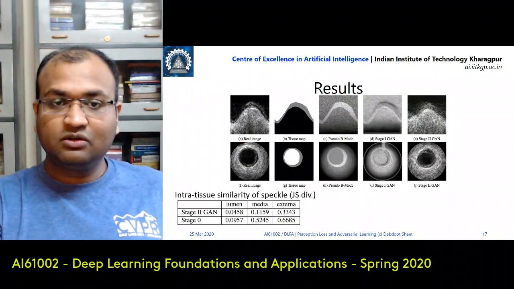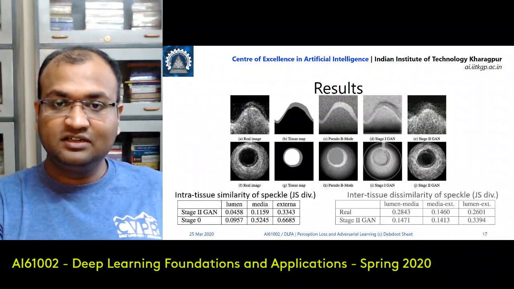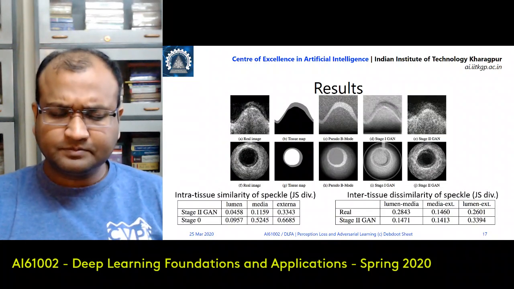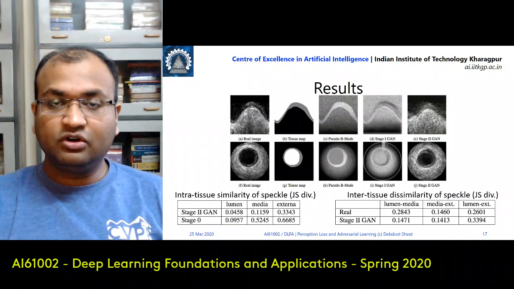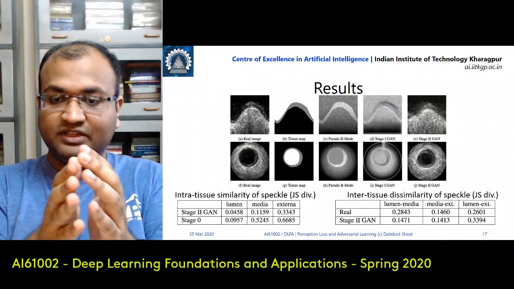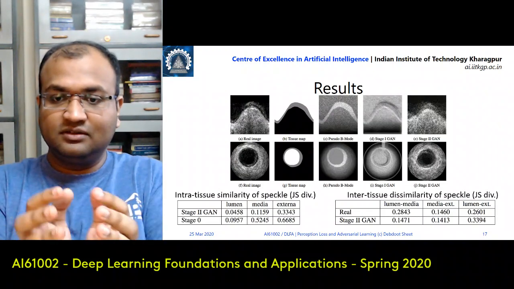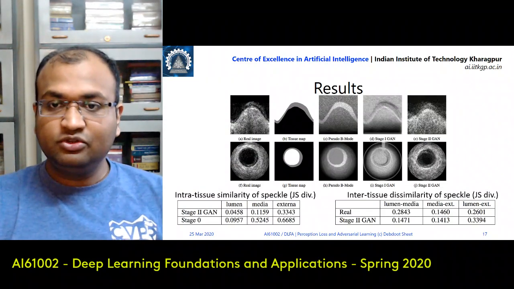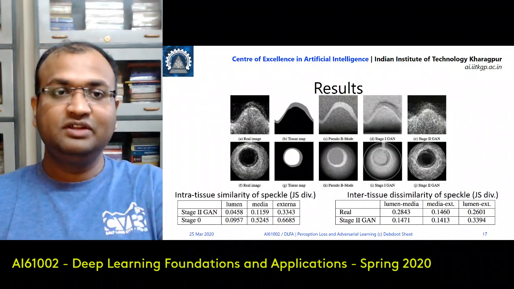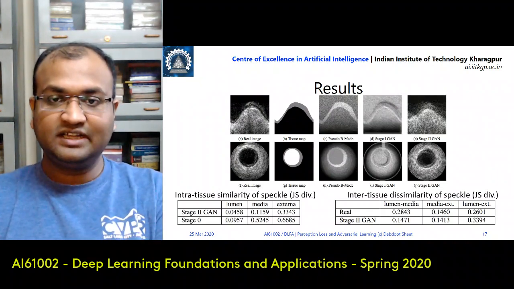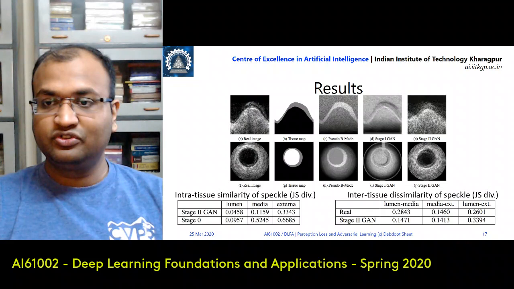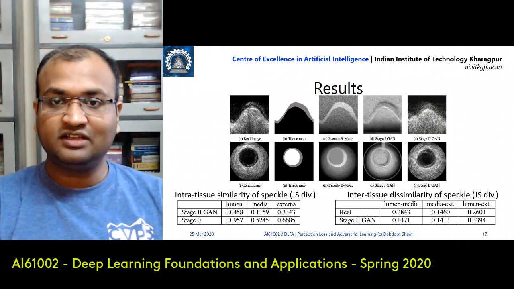Now, when we looked into a quantitative mechanism, we found that the speckle distributions are also very realistic. There was an intra-tissue measure, which is, for the same kind of tissue in the original versus the simulated one, how much is the J's divergence, which is the statistical similarity between them. The closer it comes to 0, the better it is. Then we also looked into inter-tissue dissimilarity, which is the contrast between two different kinds of tissues in the real image, and whether that same contrast is visible in the simulated one. You can see they are very close to each other in terms of the inter-tissue contrast as well.